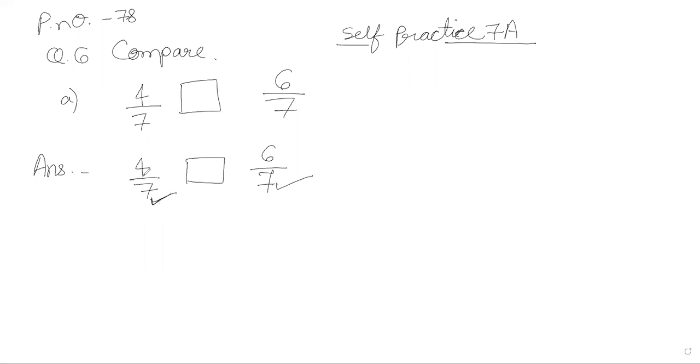Now here, one fraction is 4 upon 7, another fraction is 6 upon 7. Both the fractions have the same denominator, so what we need to do? We need to just compare the numerators. If denominators are the same, then we will just compare the numerators. One numerator is 4, other numerator is 6.